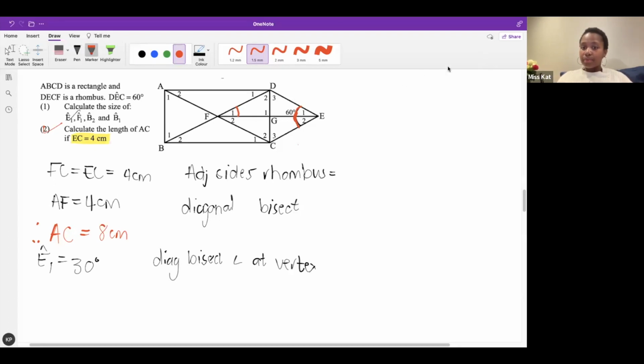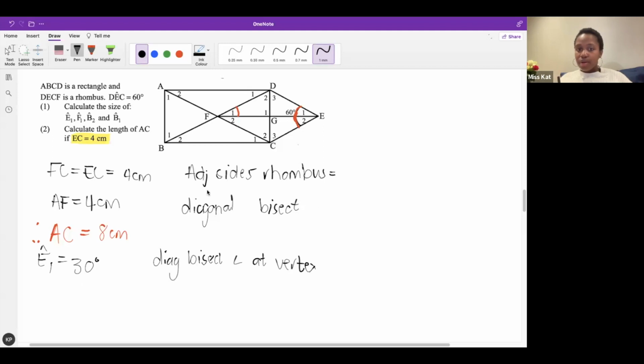Palisa? Ma'am, I wanted to ask, does it mean that because AC is 8 centimeters, EG is also 8 centimeters? Yes, it's also 8 centimeters because it's a rectangle. Okay, thank you, ma'am. You're welcome.